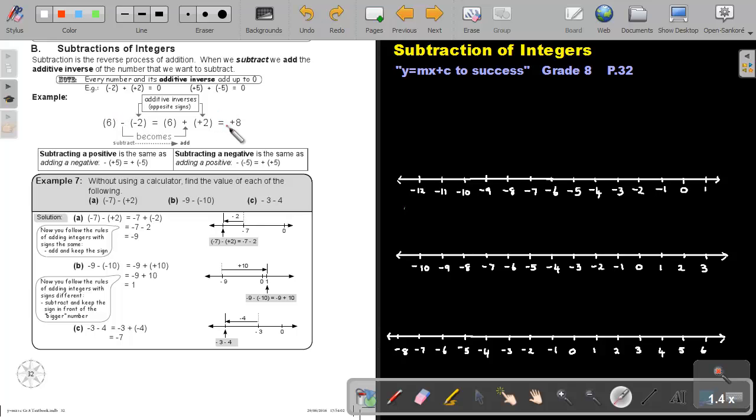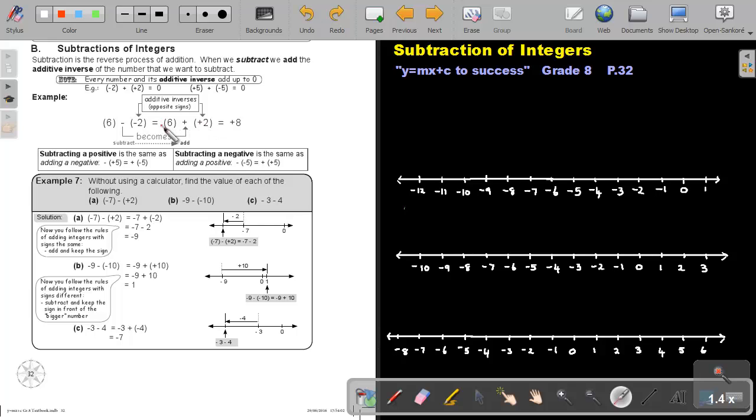Let's look at an example. If you have 6 minus negative 2, do you see the subtraction? I have to change the subtraction into addition. And if I do that, I have to find the additive inverse of negative 2, which will be positive 2. So basically, I change that sign to the opposite sign, and then I must change this sign also to the opposite sign. It's now an addition sum, and I can follow the rules of addition.